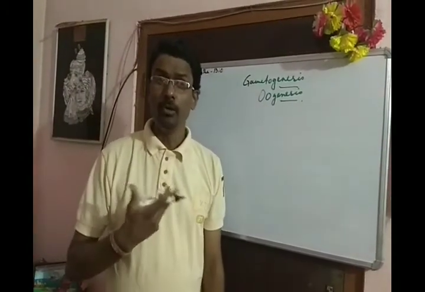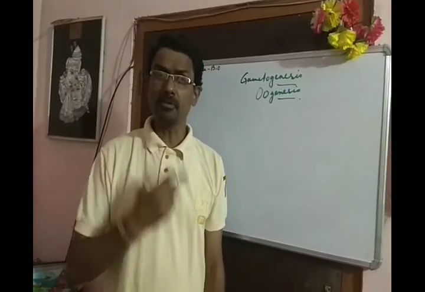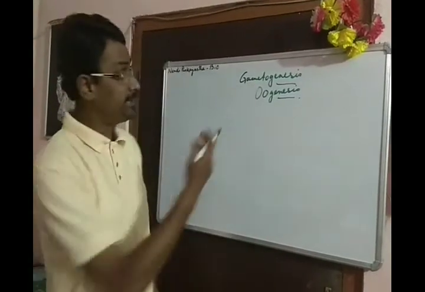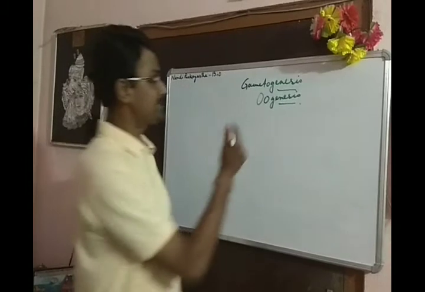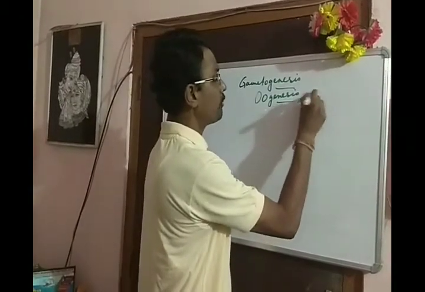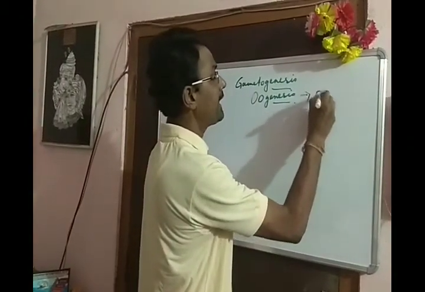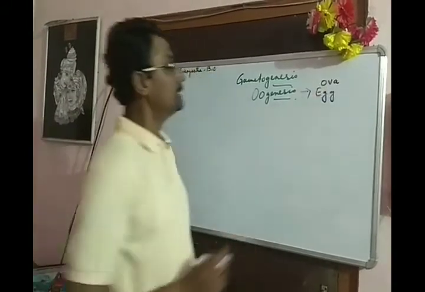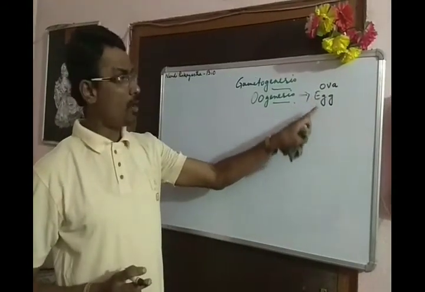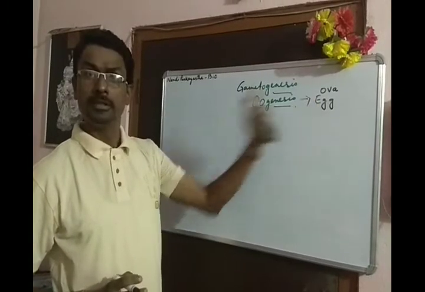Today, let's move to another part of gametogenesis. The last day we covered spermatogenesis. Now, in gametogenesis, there is another part, oogenesis. Oogenesis is the formation of what? Egg or ova. We need to know how the egg is formed.